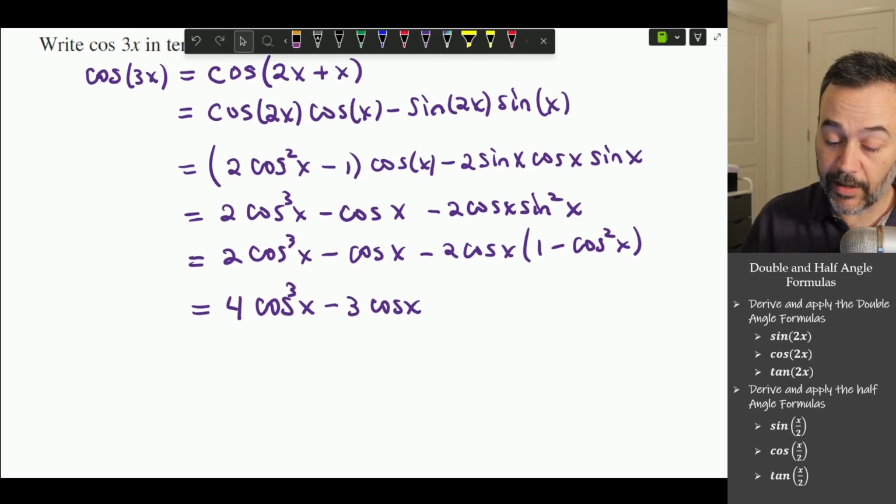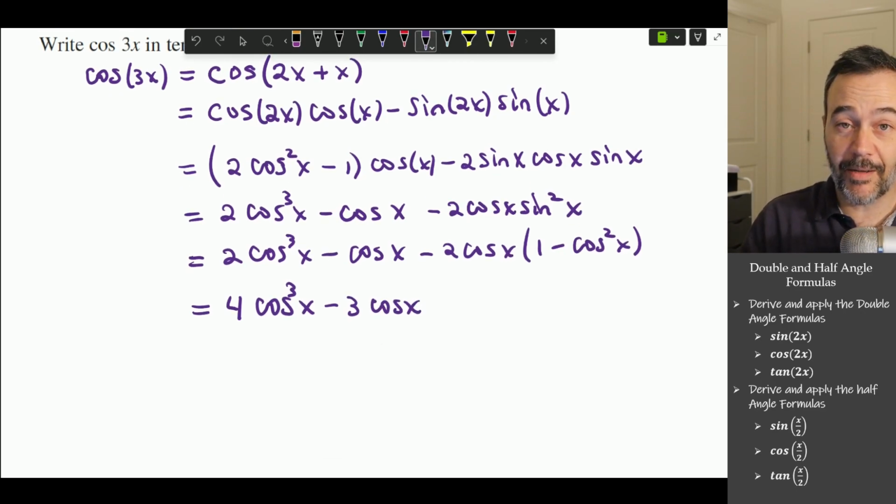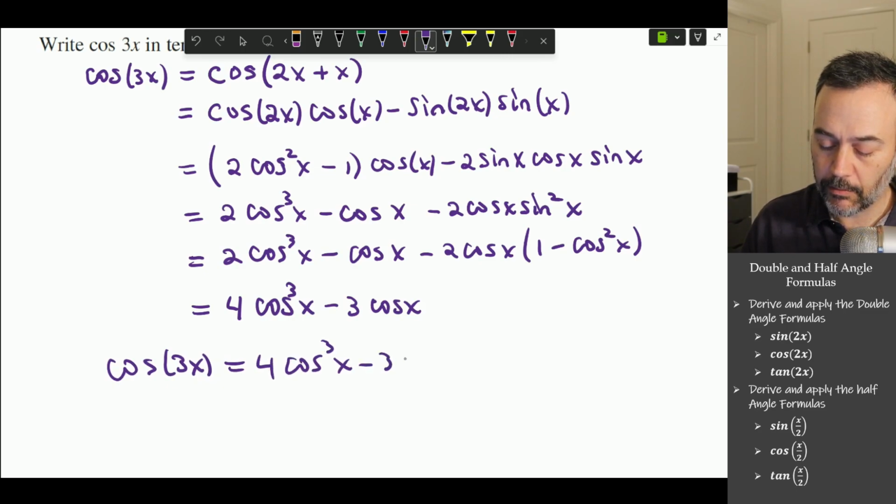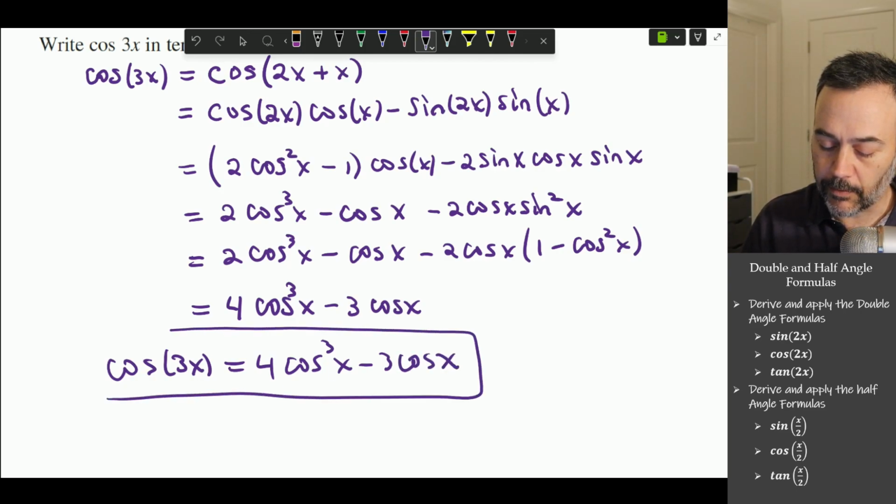So we have just derived a triple angle formula using the double angle formula. We've derived this formula: cosine of 3x is 4 cosine cubed x minus 3 cosine x. Here's a formula.